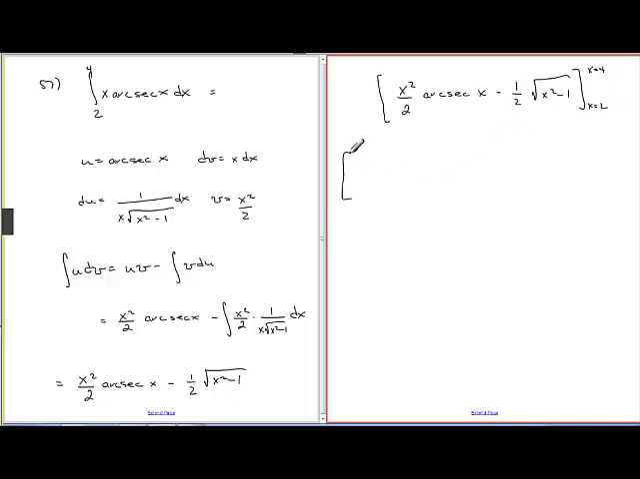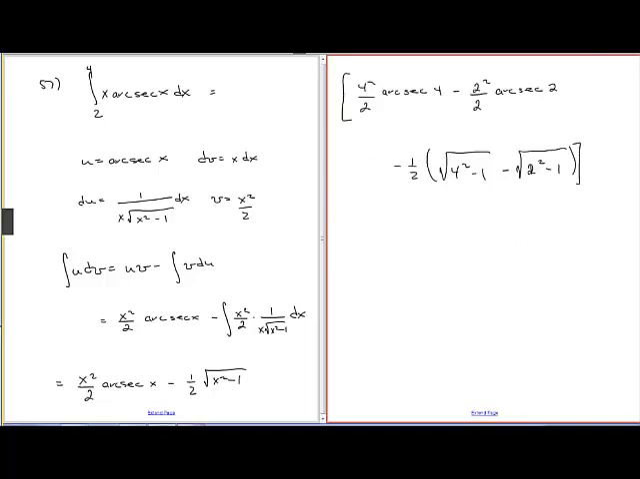So we'll get 4 squared over 2 times the arc secant of 4 minus 2 squared over 2 times the arc secant of 2. So that's this part. And then we'll get negative 1/2 times the square root of 4 squared minus 1. And we'll subtract off the square root of 2 squared minus 1. And so it's going to have a fair number of terms if we don't put it into decimal form. So let's just go ahead and go as far as we can.